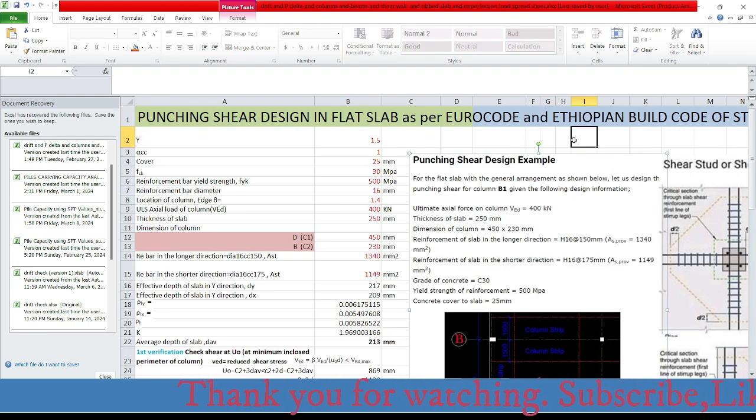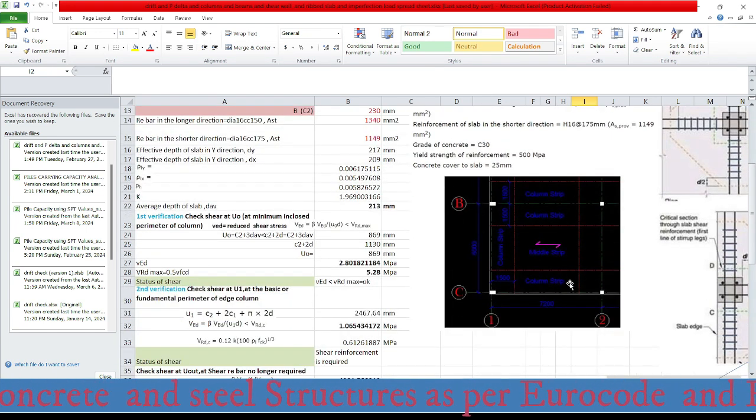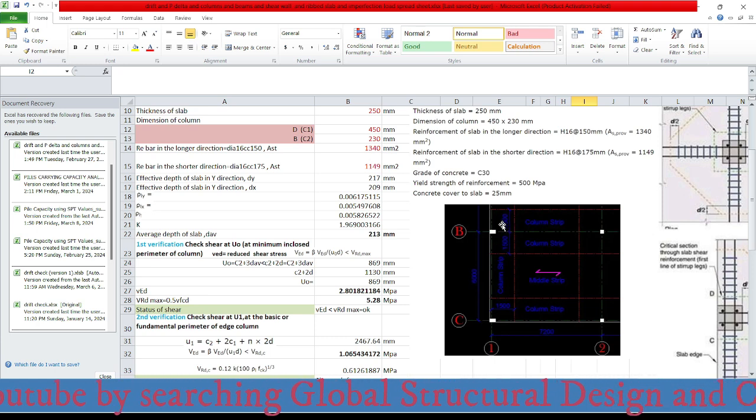Here, this is the question: we are going to design punching for a specified column location. The question says, for the flat slab with the general arrangement as shown below, here this is the arrangement of the flat slab, having columns located here, here, here, and here. The slab continues in this direction, and it is discontinuous in this direction. The area that we are going to design for punching is this column, that is the edge column.